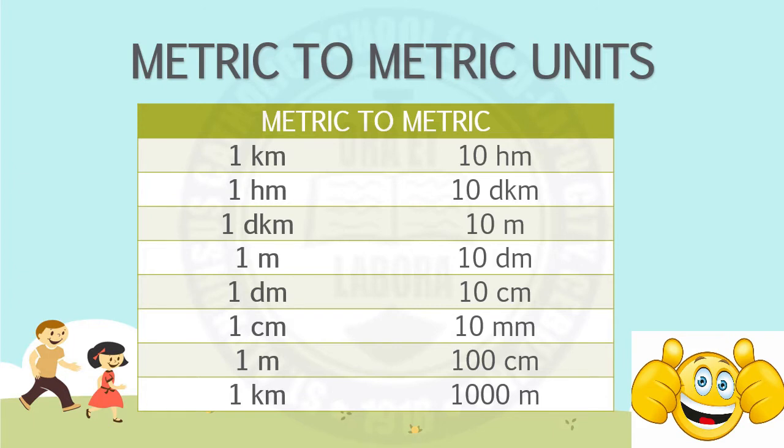1 decimeter is equal to 10 centimeters. 1 centimeter is equal to 10 millimeters. 1 meter is equal to 100 centimeters. 1 kilometer is equal to 1000 meters. Please don't forget the metric to metric units. Try to memorize the conversion of units of length.